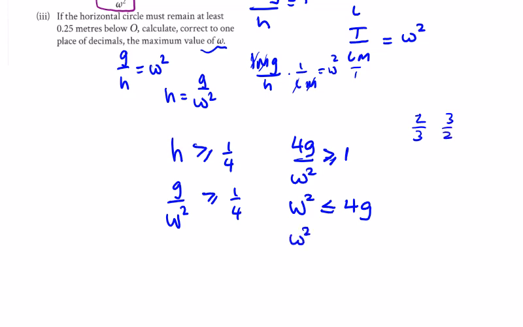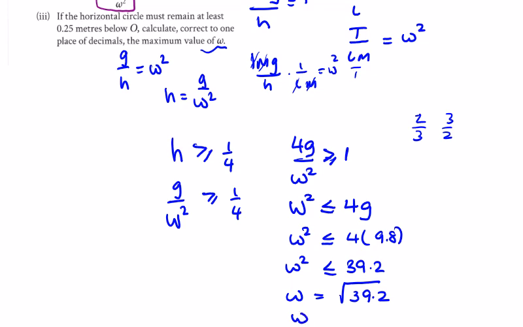So W squared has to be less than or equal to 4 times 9.8. W squared less than or equal to 39.2. So the max value will be when it's equal to 39.2, so W will be equal to the square root of 39.2 for its max value. So W will be equal to the square root of 4g, 6.26 radians every second.